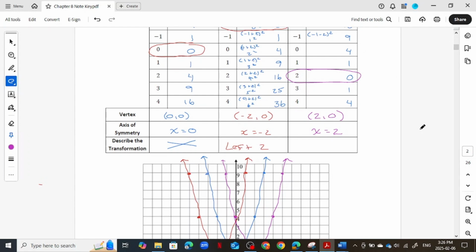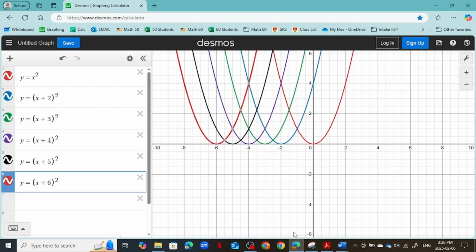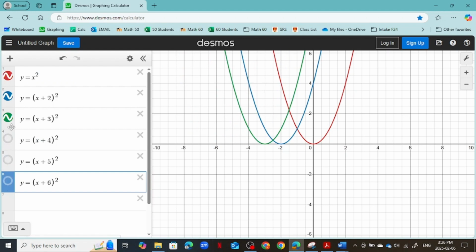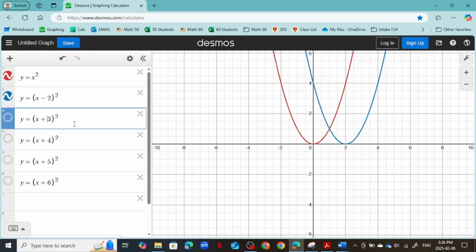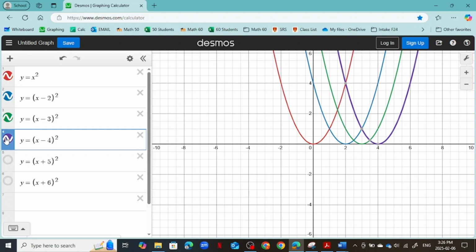So how would you describe the purple graph compared to the blue graph? Well, you'd say that it's been moved right 2. And in fact, if I went back to Desmos and went into all of these equations, let's get rid of them all, and then as I reveal them, let's put a minus sign in here instead. What happens? Well, this has been moved right 2. My vertex is at 2, 0. This one's been moved right 3. My vertex is at 3, 0. This one has been moved right 4. My vertex is at 4, 0.